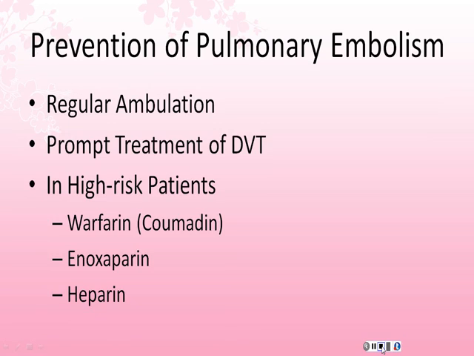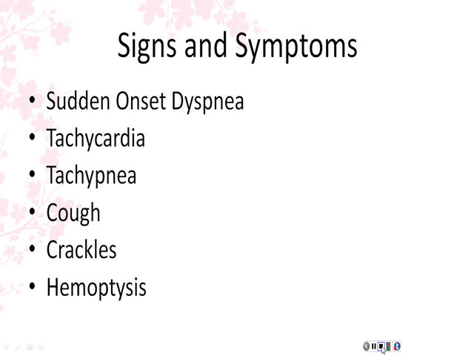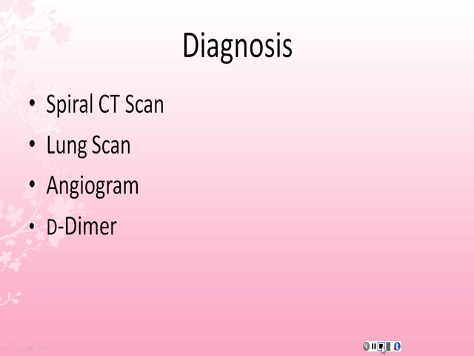So signs and symptoms include the sudden onset of dyspnea for no apparent reason, tachycardia, tachypnea, cough, crackles or a friction rub as well, hemoptysis, pleuritic chest pain. Diagnosis: spiral CT scan, lung scans, angiograms, D-dimers, again ventilation perfusion or VQ types of scans, which are those ones done in nuclear medicine. They can do chest x-rays, ABGs, and also ECGs as well.